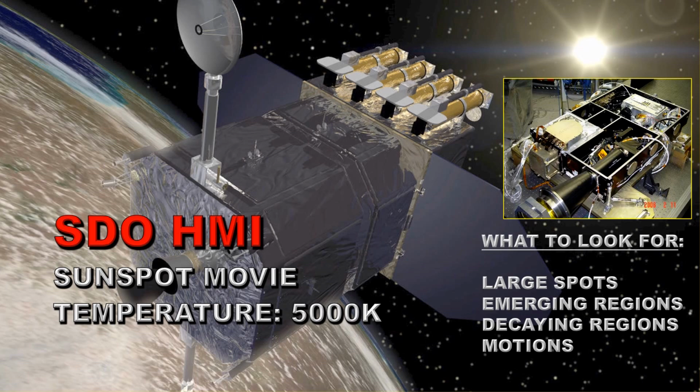So let's take a look at some movies. We'll start at the surface of the Sun and then move outwards and upwards in temperature. So we're starting with the Sunspot movie from the Solar Dynamics HMI instrument, which has a characteristic temperature of about 5,000 degrees. What to look for here is large sunspots, emerging regions, decaying regions, and motions.